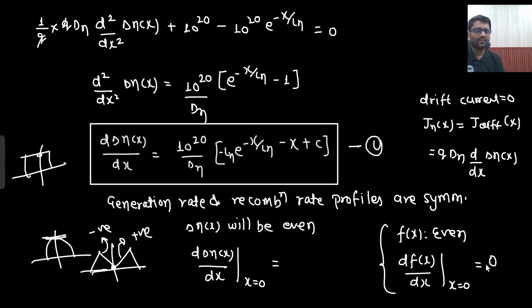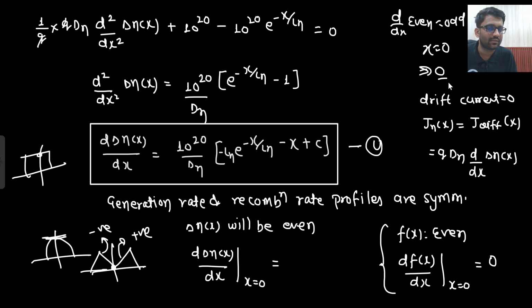Are you able to understand this point? And why is that so? Because the differentiation of an even function will be odd. What is the differentiation of cosinusoid? Sinusoid, right? The differentiation of cosinusoid is sinusoid, and sinusoid is an odd function. So the differentiation of an even function will be odd, and every odd function at x equals 0 will be 0 only. Enough points I have given. You just need to understand that if your function is even, then the differentiation with respect to x would be equal to 0.